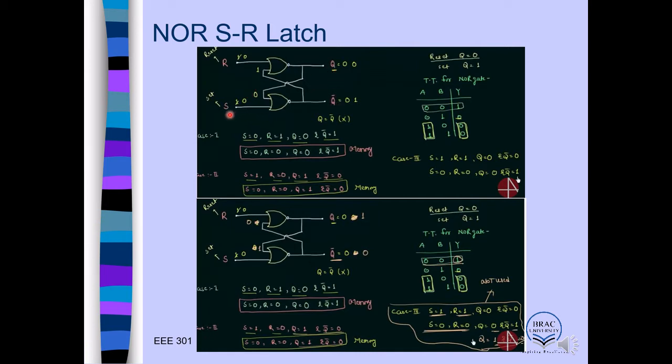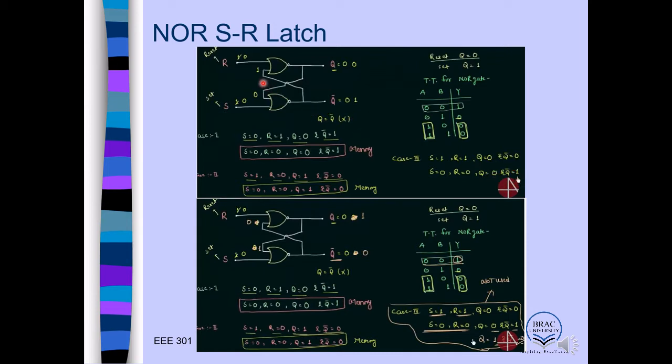If we start from this one, which we discussed here, just consider this one. S is 0 and our previous value of Q was 0. Just look here, Q was 0. So this 0 comes here, so 0 and 0. If input is 0 0, output is 1. So this becomes 1, so our Q prime becomes 1.